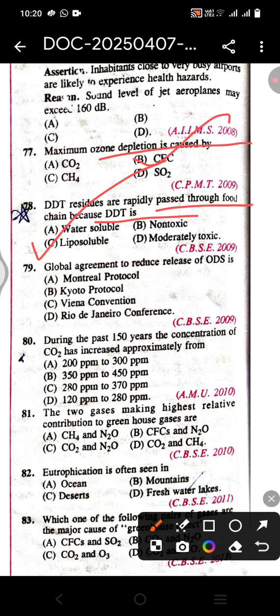Global agreement to reduce release of ODS is related to Montreal Protocol. Option number A is correct one. During the past 150 years, the concentration of CO2 has increased approximately from 280 to 370 ppm. Option number C. The two gases making highest relative contribution to the greenhouse gases, so they are CO2 and methane. Option number D.